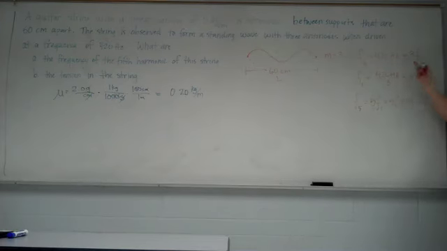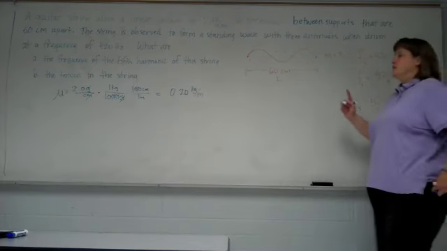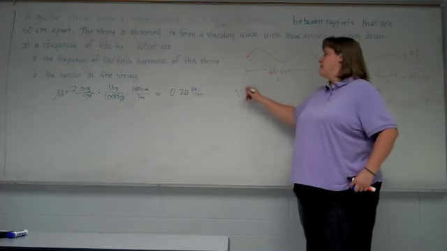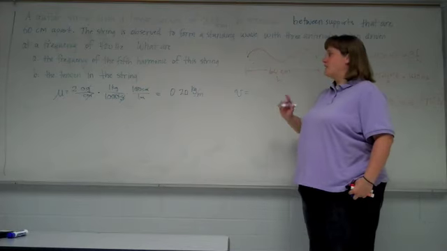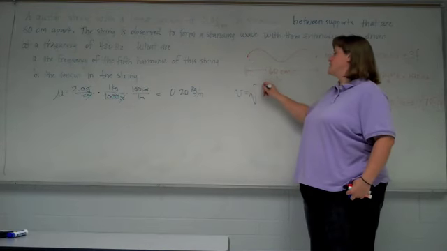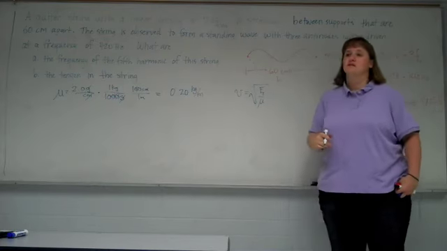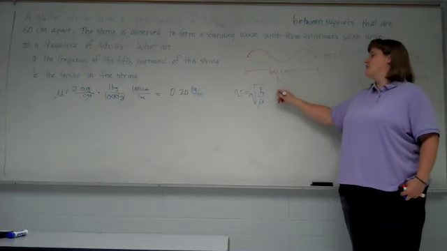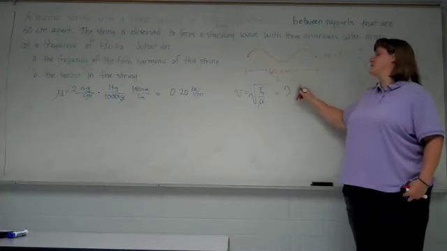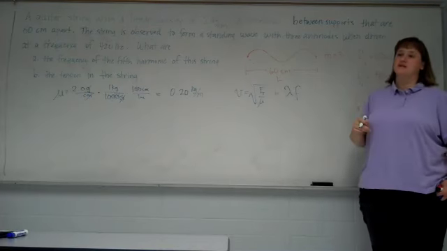So we know the linear mass density. We now know the fundamental frequency, the 3rd harmonic frequency, the 5th harmonic frequency. So speed. Speed of a wave on a string we know is equal to the square root of force of tension over the linear mass density. But we also know that the speed of a wave is also equal to its wavelength times frequency.